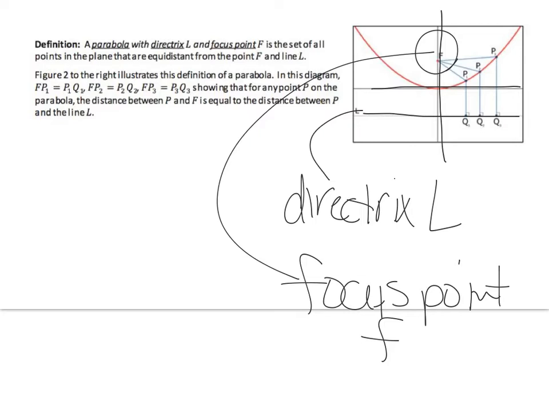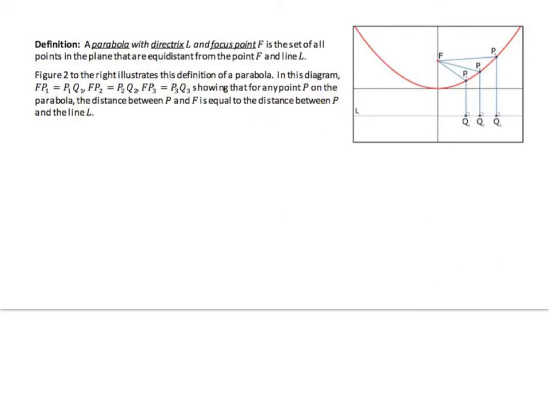Figure 2 to the right illustrates this definition of a parabola. In this diagram, these are all segments right here. FP1 equals P1Q1. F to P1 equals P1 to Q1. Let's erase all of this stuff. No, I don't think I can. Okay, I assume you have this written down. If not, push pause, because I just erased it all. F, P1, this line segment here is equal to that line segment. These line segments are congruent. That's 3 ticks. And these are congruent.